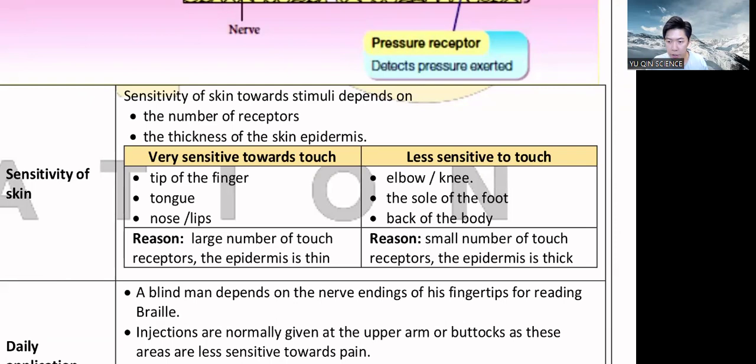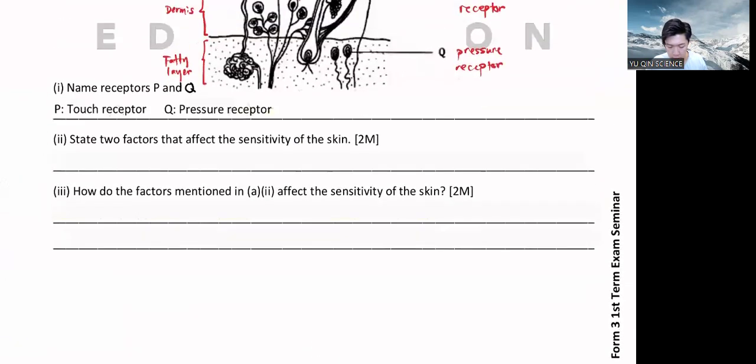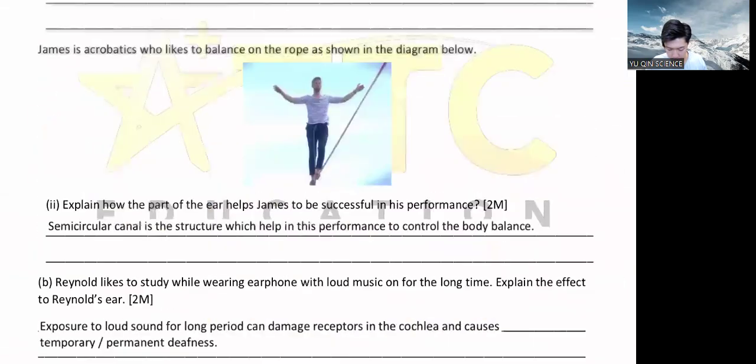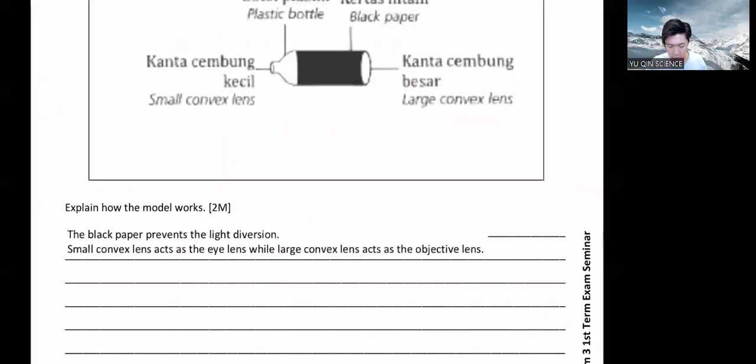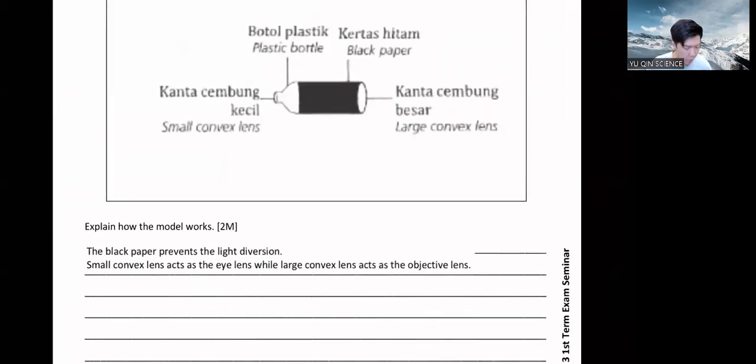Can see page 13. Page 13. 13, where's 13 already? 13, this one. Okay. While everybody else, you all can try the sentence. You have your short notes with you, you all can check.